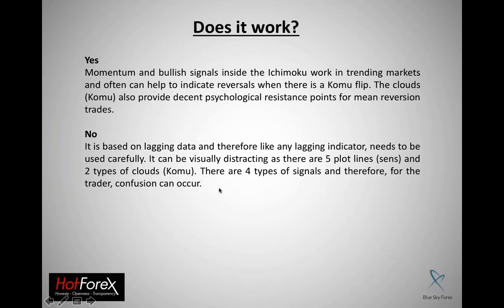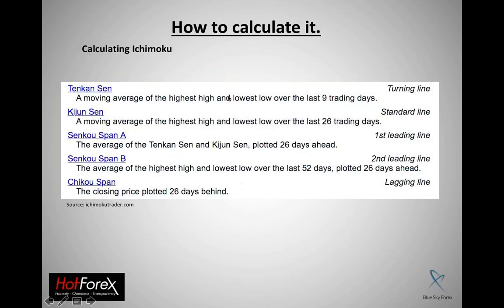There are also 4 types of signals. We're going to focus only on the main types, but there are also 4 types of signals generated inside the Ichimoku.